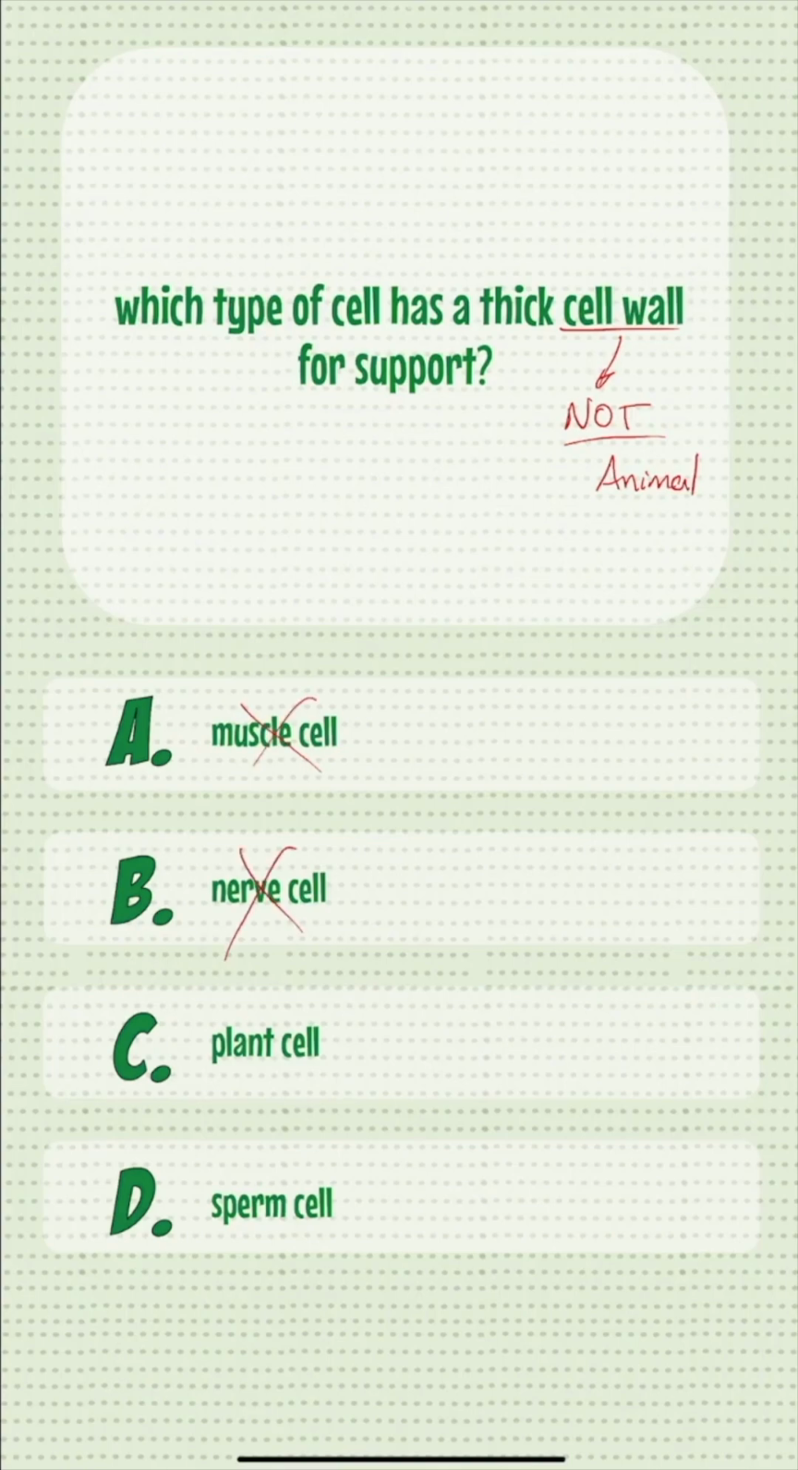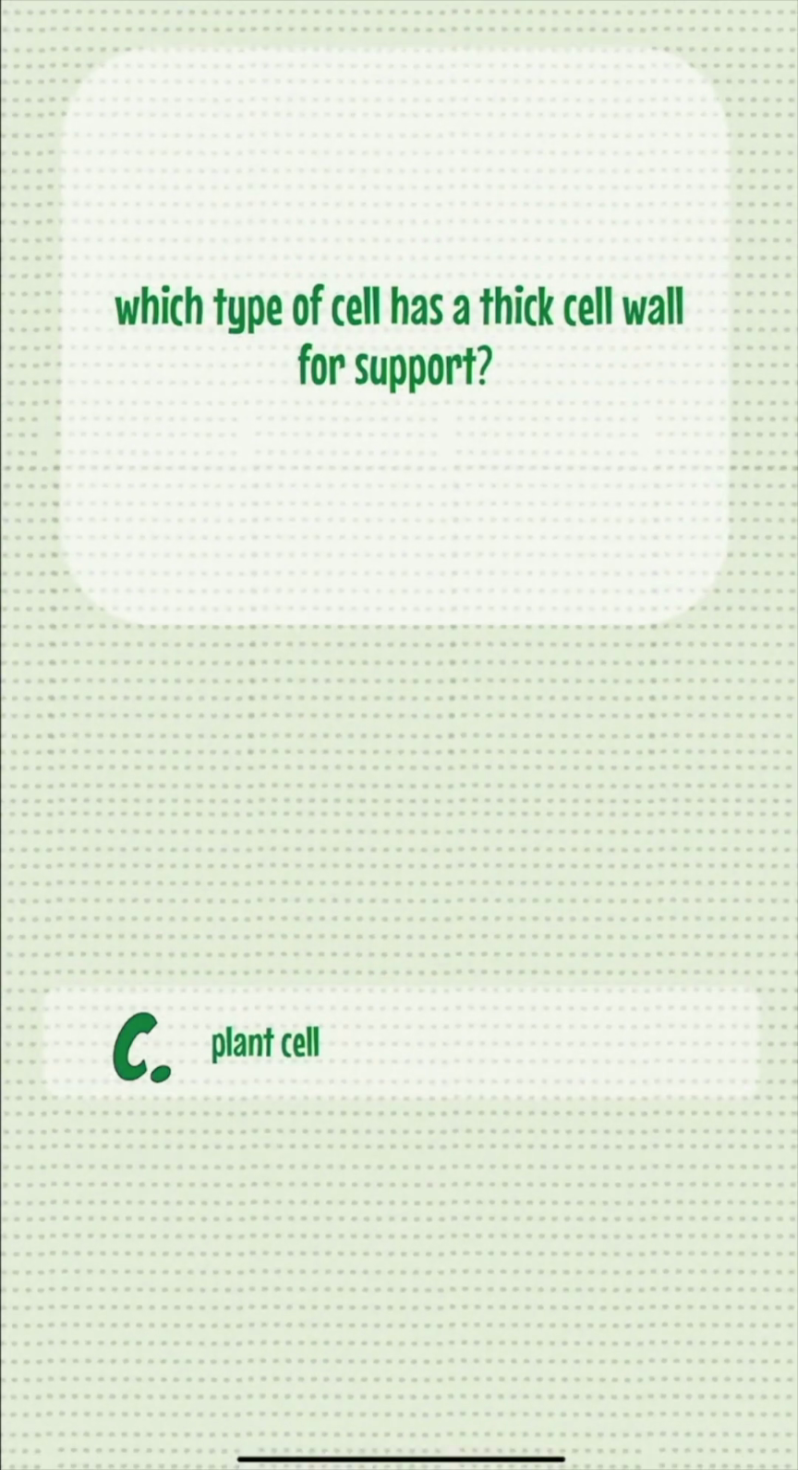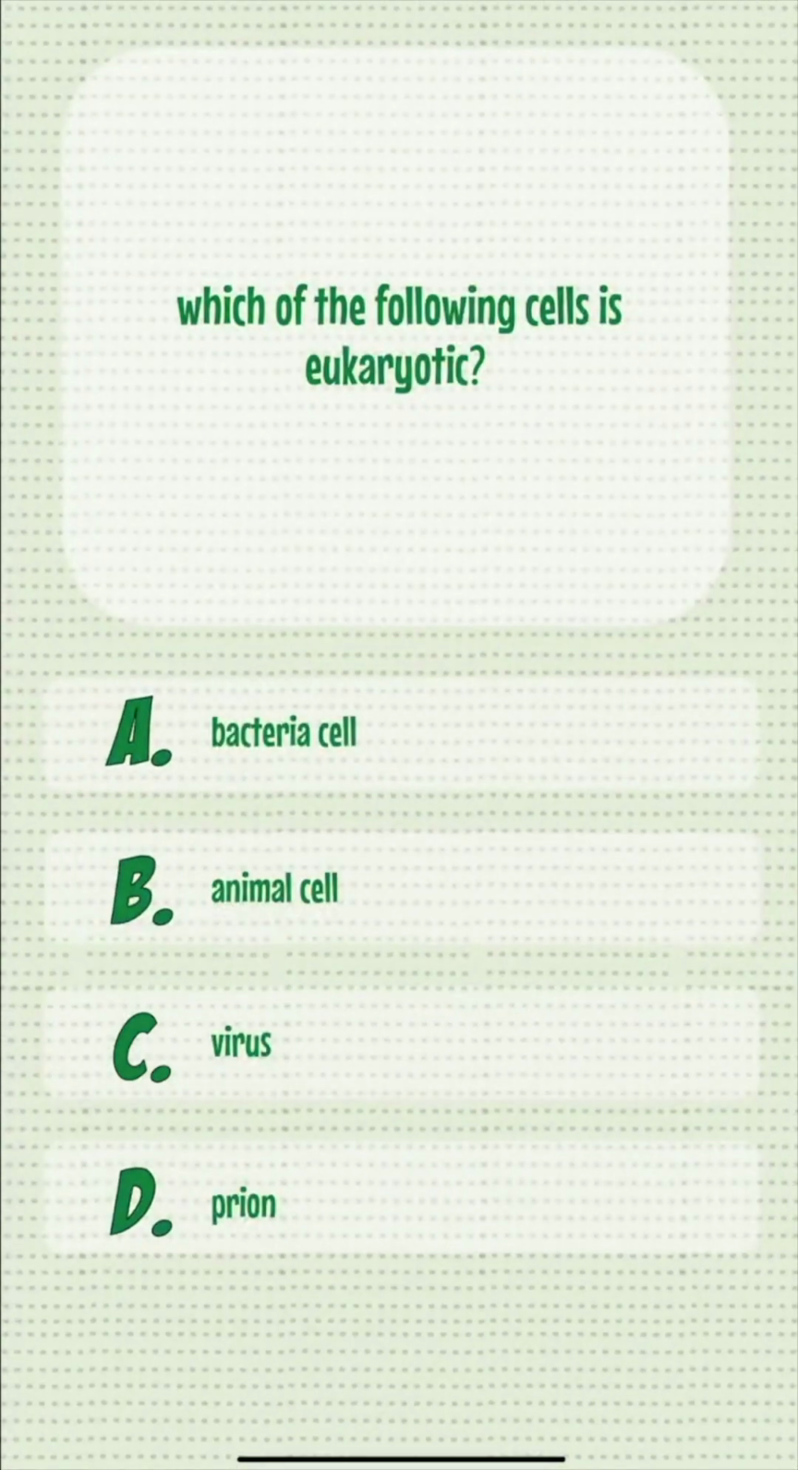That's an animal cell, and that's an animal cell. So the answer is yep, right. Cell wall. That's the thing that's made up of cellulose. Which of the following cells is eukaryotic? Eukaryotic. Remember what that means. Eukaryotic means has a nucleus. Out of all of these, it has to be animal cells.